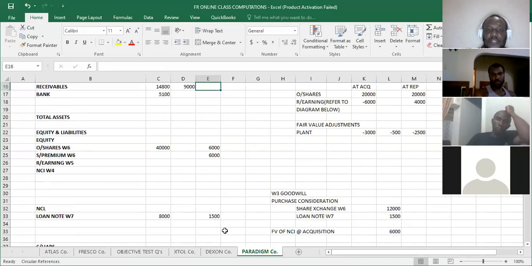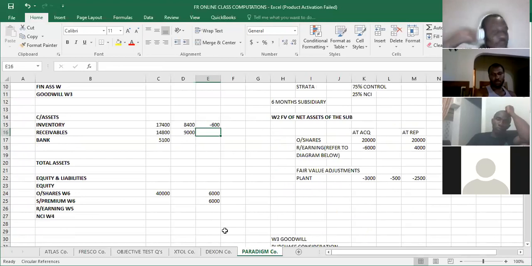What I've just done now is something you're going to have to learn because you must see it in the exam. Either you're doing consolidation like that or you're doing it in another way. This is something that will come out in consolidation, guaranteed that you'll see an unrealized profit.